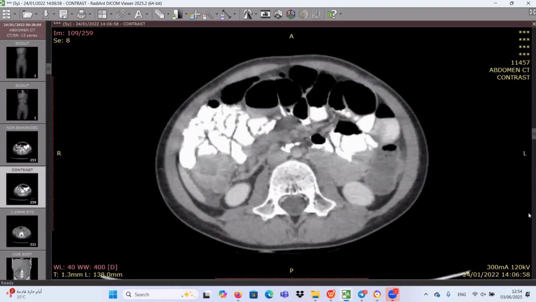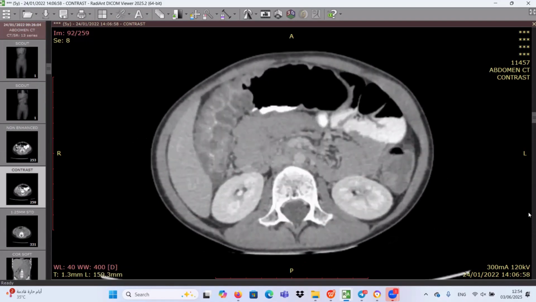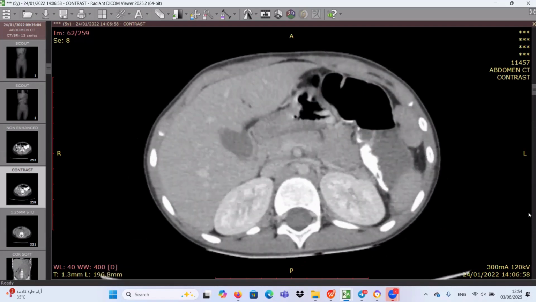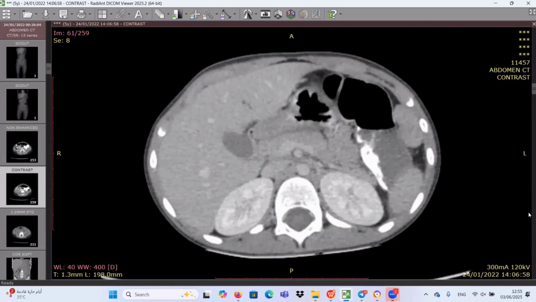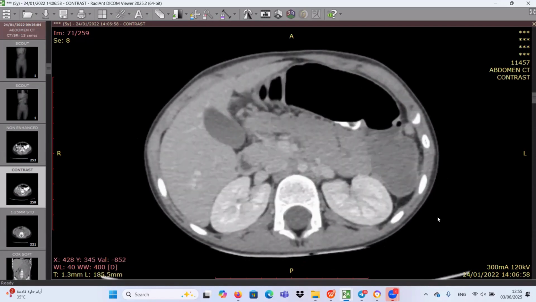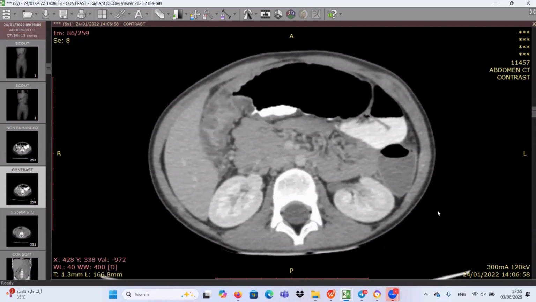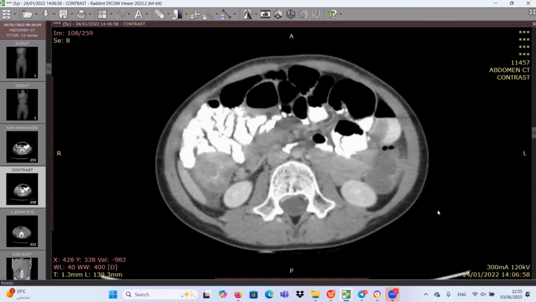Okay, I could appreciate that there is significant thickening and submucosal edema involving the entire ascending and transverse colon. That confirms my finding on the provided CT, provided X-ray. In addition to that, the rest of the viscera are fine.